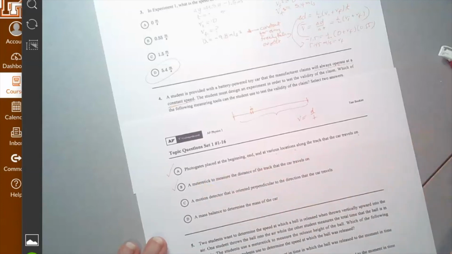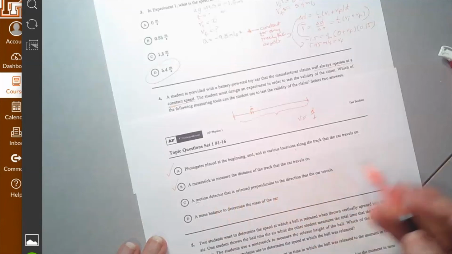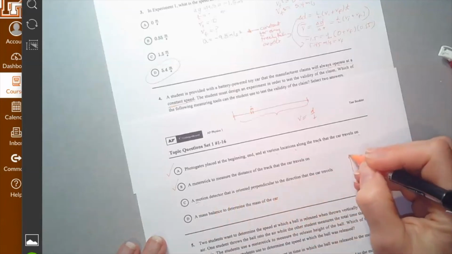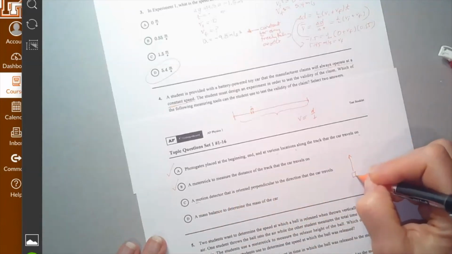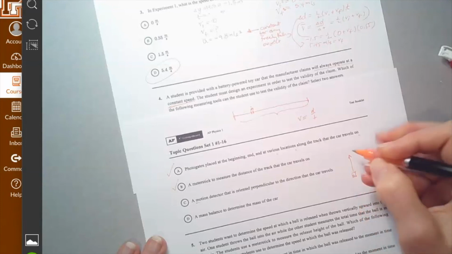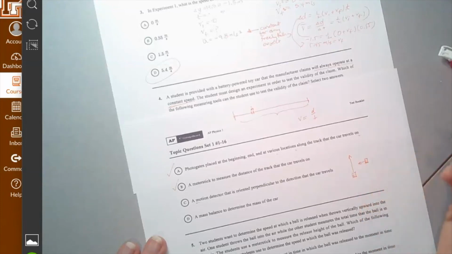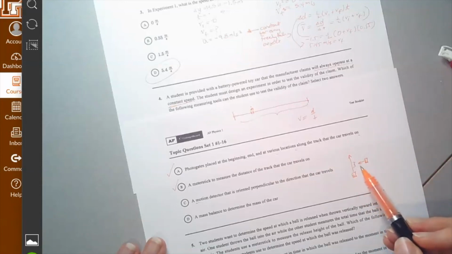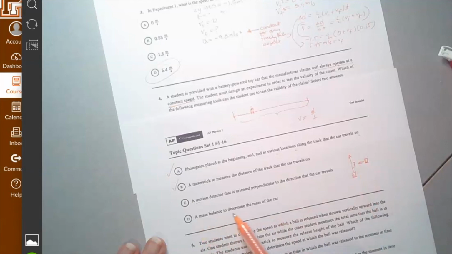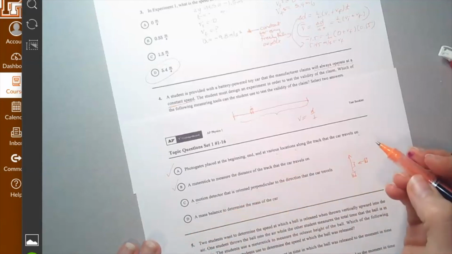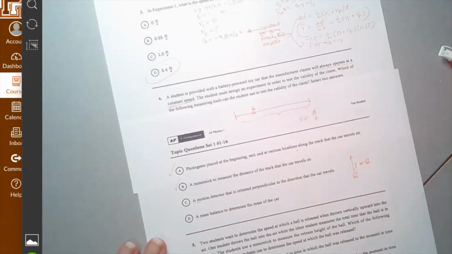The problem with the motion detector is that, from a top view, if the car is traveling this way and the motion detector is here, it's only going to see this one spot. So this isn't going to work so well. A mass balance determines the mass of the car. Mass has nothing to do with it. It's not going to help you at all to find a speed.